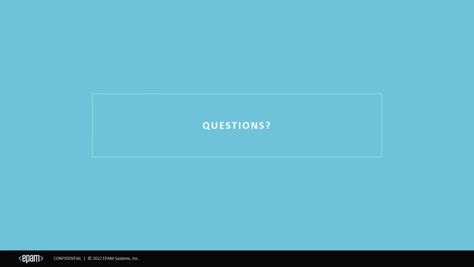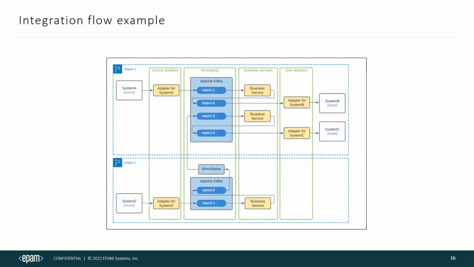Dima, if you don't mind, could you go back to the previous slide with the schema you shared? And could you please explain where exactly we have the Kafka connectors in this schema? Does it mean the source adapter and sync adapter? Yes, source adapter and sync adapter. Here it's Kafka Connect. Here is the Apache Camel solution.